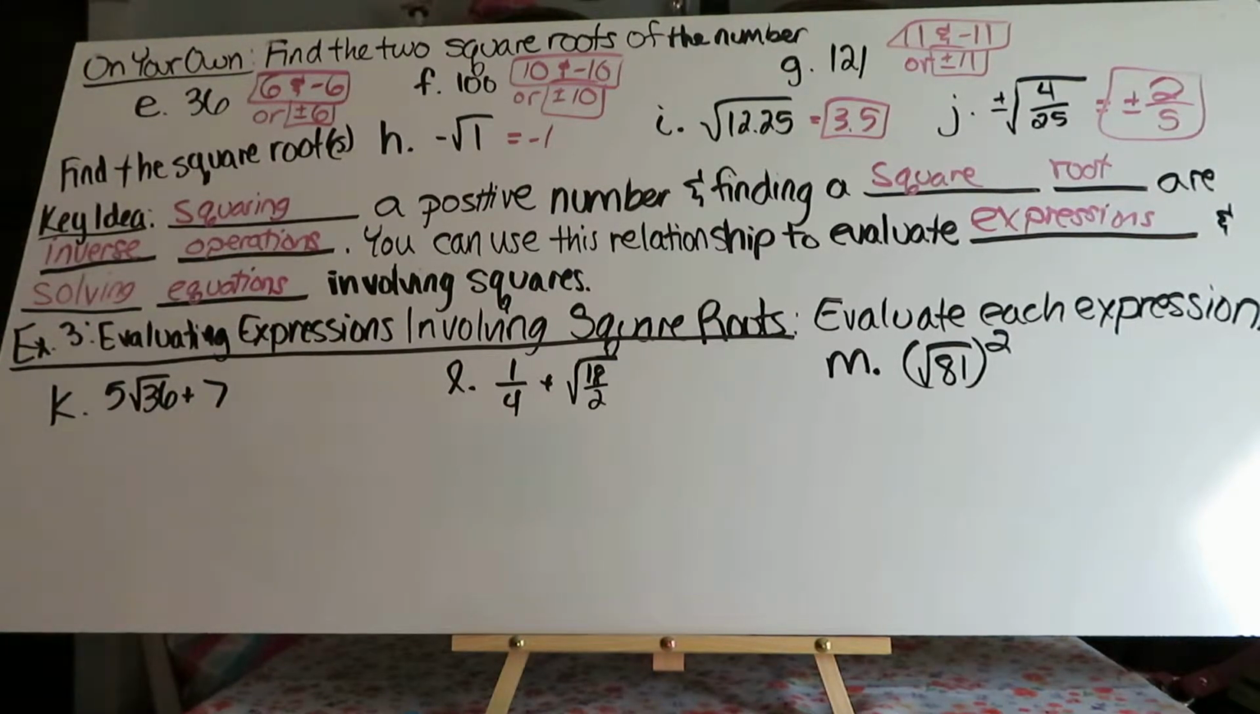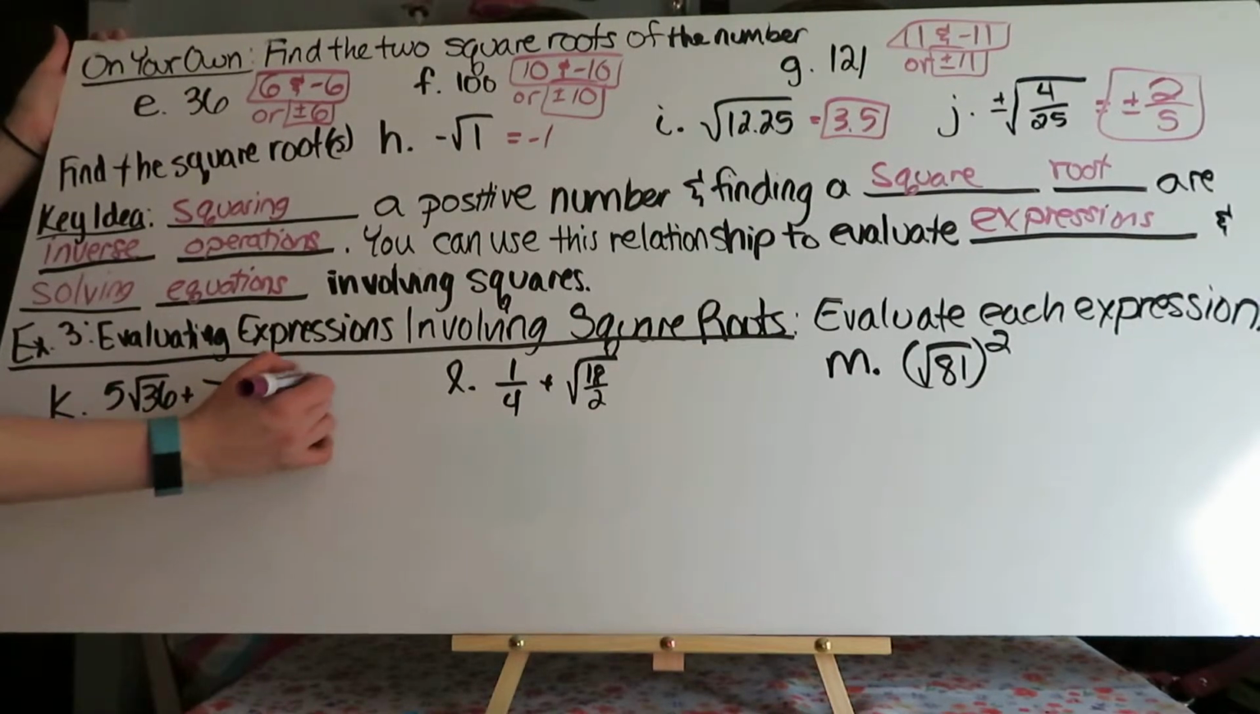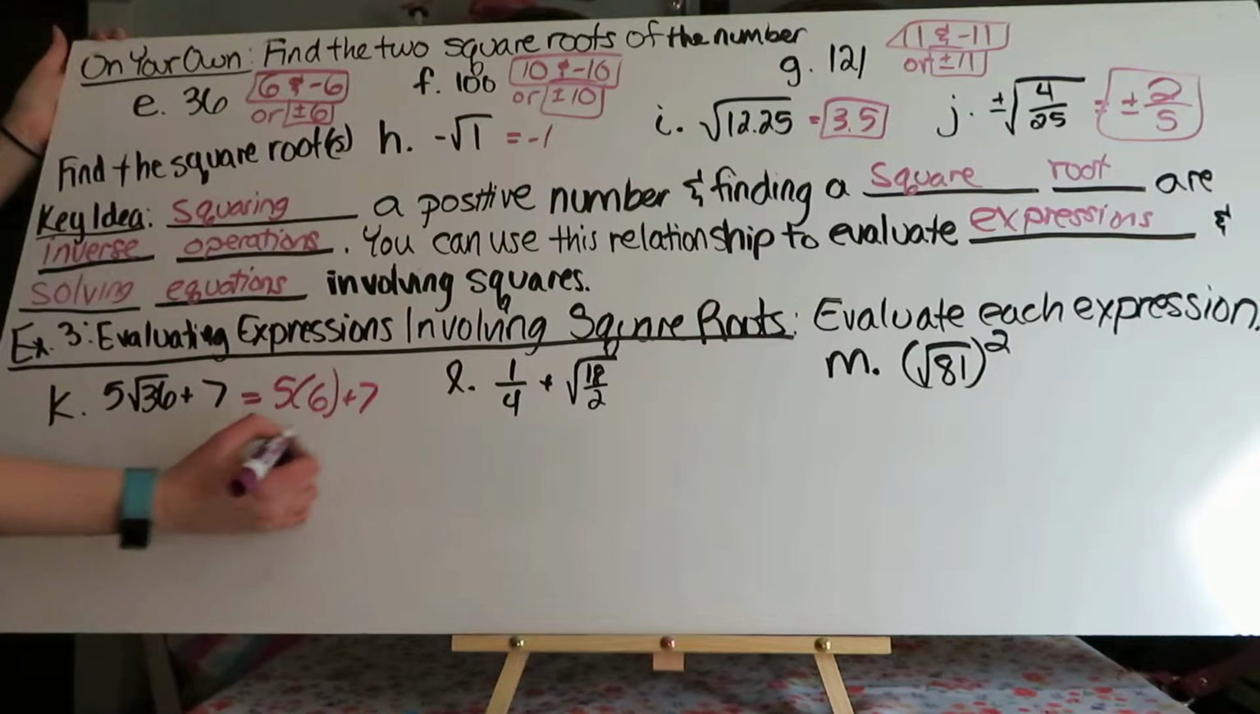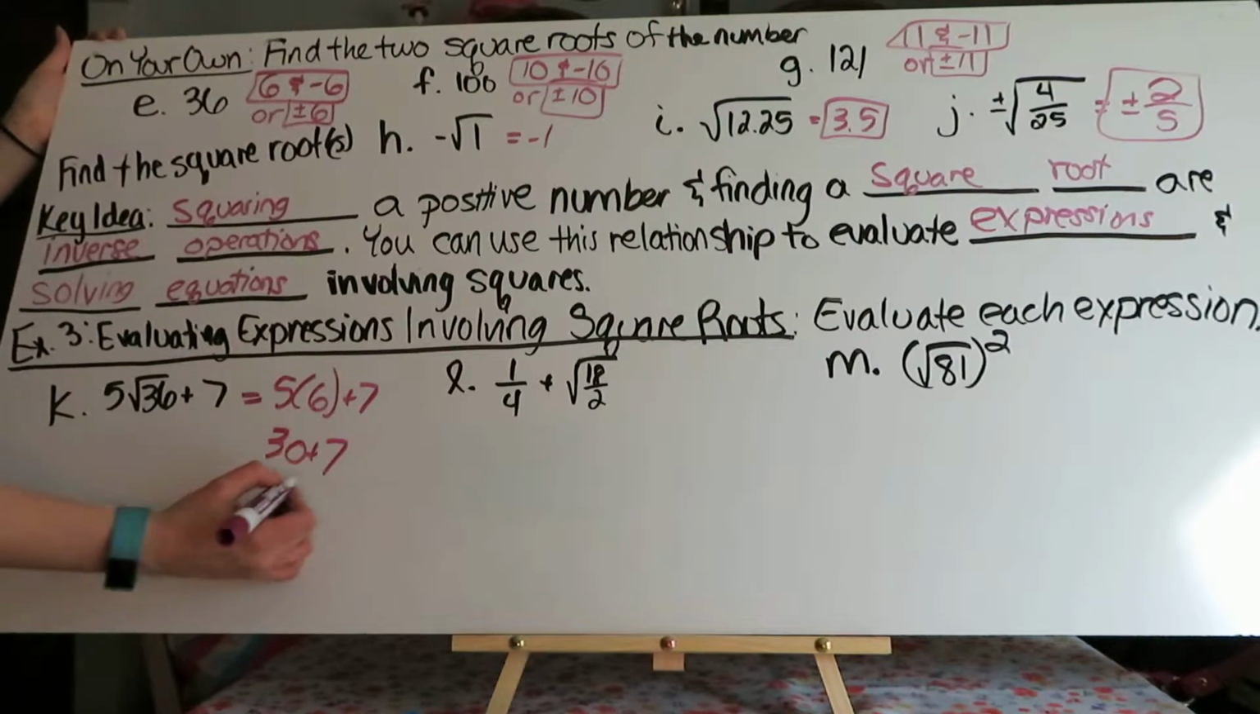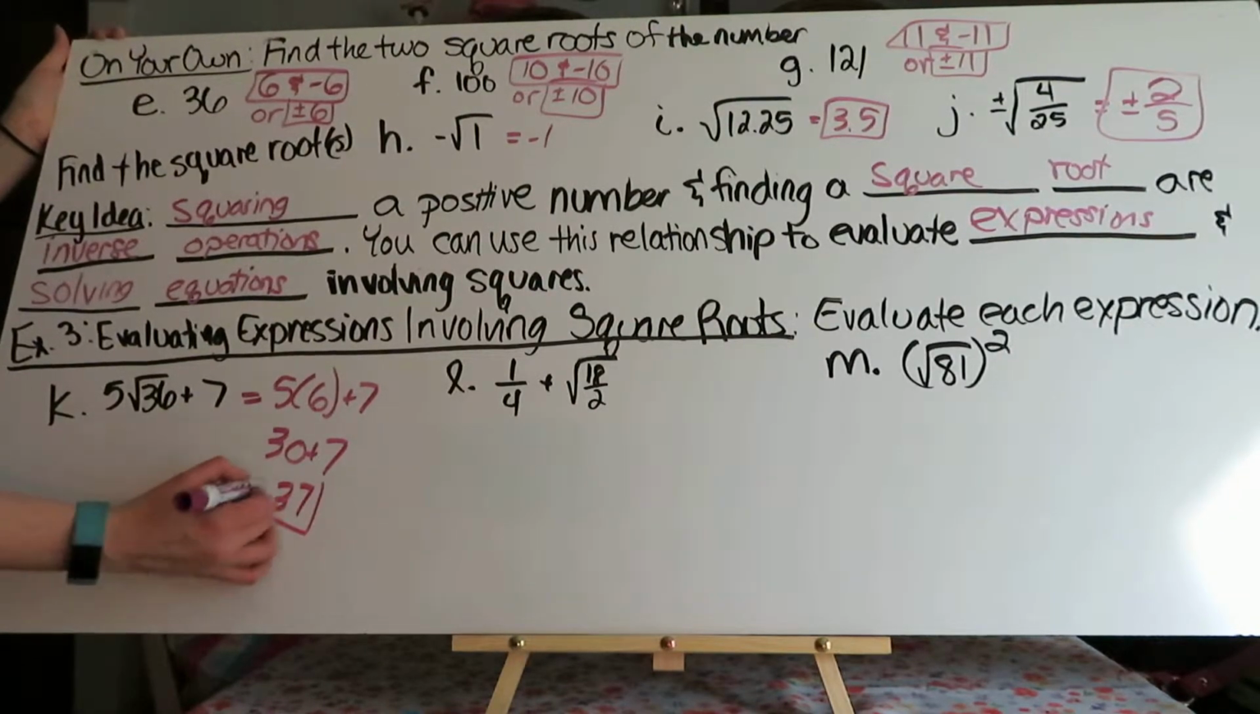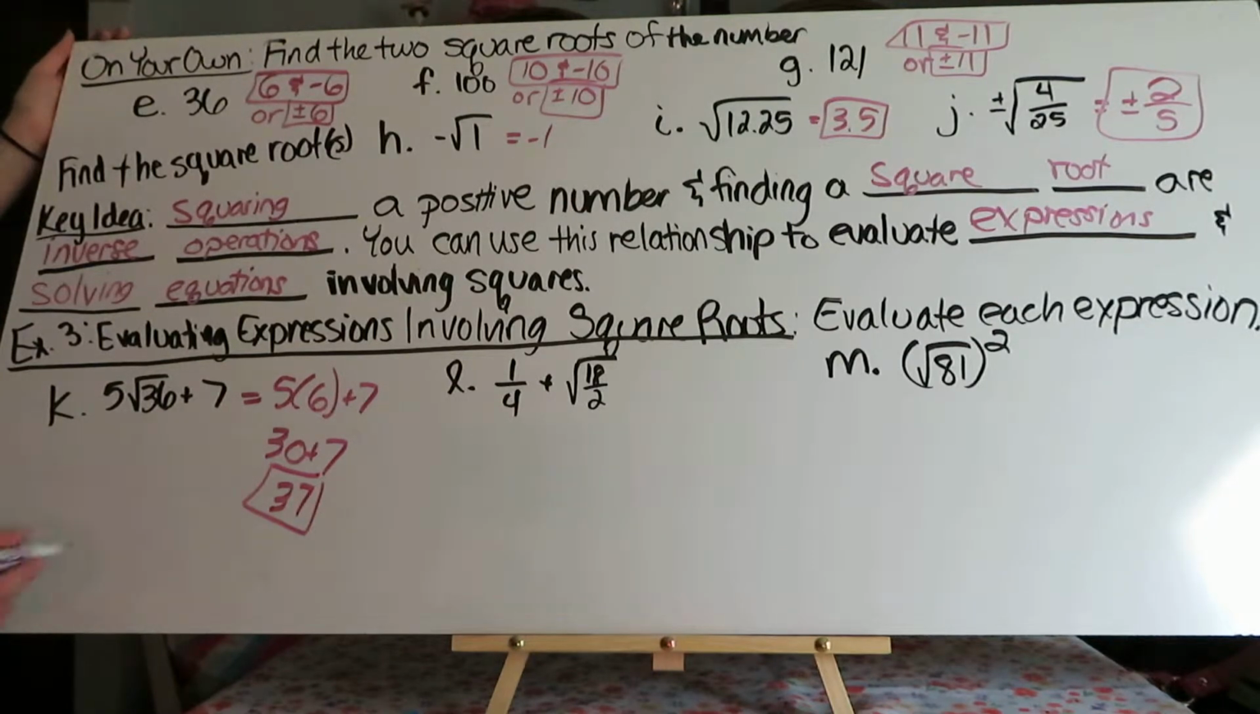Example 3, evaluating expressions involving square roots. We're going to evaluate each expression. So 5 times the square root of 36, plus 7. That's 5 times 6 plus 7. 30 plus 7, 37.